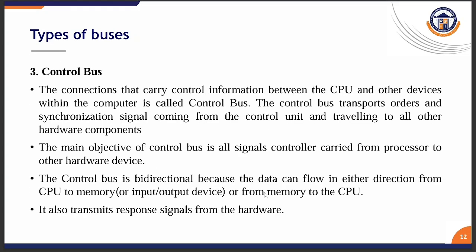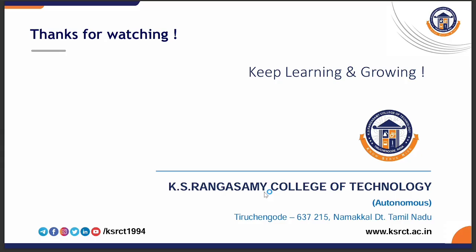Control bus. The bus that carries control information between the CPU and other devices within the computer is called the control bus. Its main objective is to carry all control signals from the processor to hardware devices. It also transmits response signals from the hardware.